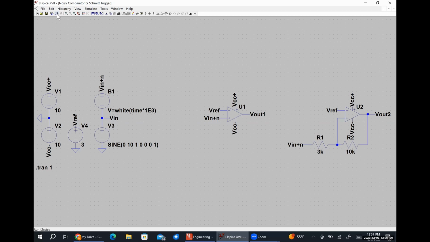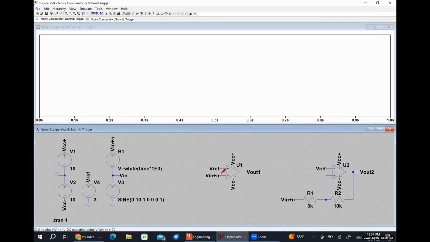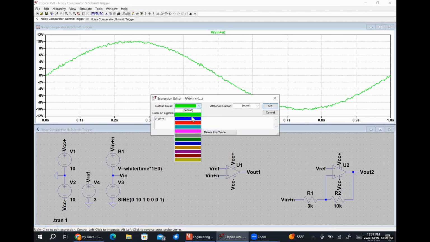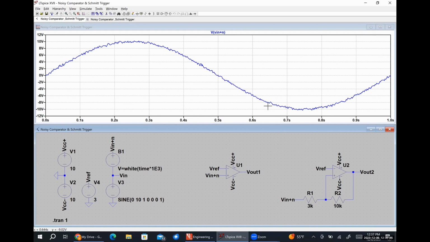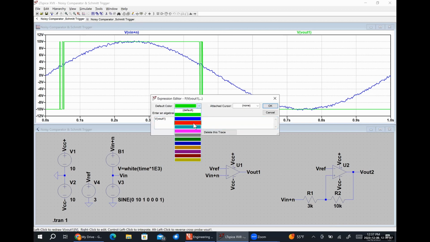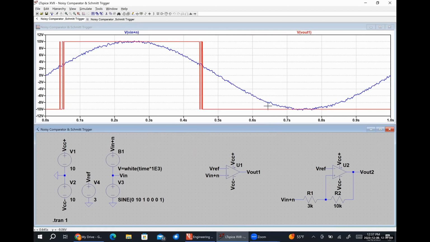So I'm going to run this simulation, and I'm going to look at my input signal. We can see that it's a nice sinusoid. Let me change the color here. But it's got a little bit of noise superimposed on top. And now I'm going to look at the output signal of my comparator. Let me change the color of that as well, so that we can see it a little bit better.